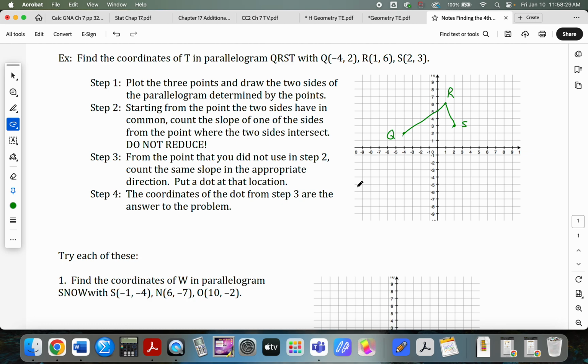Now, starting from the point the 2 sides have in common, so starting from R, count the slope of one of the sides. It does not matter which one you count. I always count the short one. It takes less time. So if I count the slope from R to S, I go down 1, 2, 3, and to the right 1. The slope is negative 3 over 1.